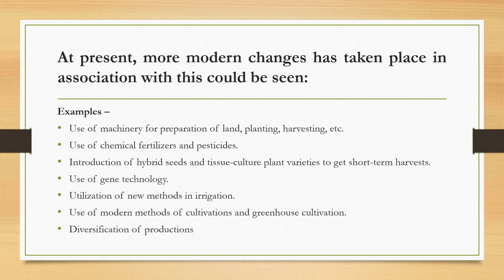So in ancient times, people used manual laborers, right, instead of using machinery. Nowadays, for all parts of agriculture, they use machineries. For example, preparation of land, plowing, right, and planting the crops, and even for harvesting, the farmers use machineries.